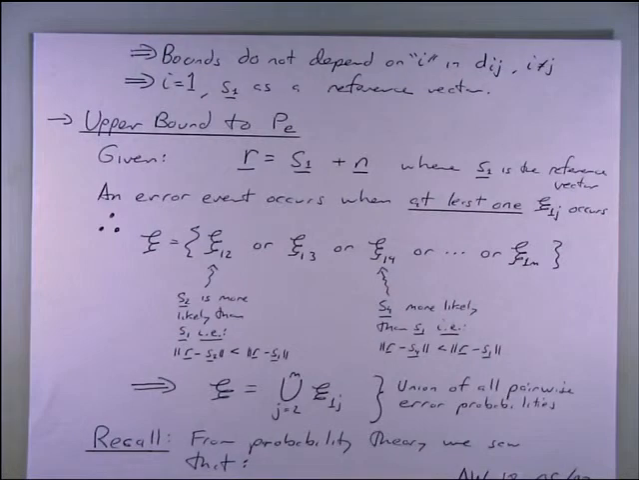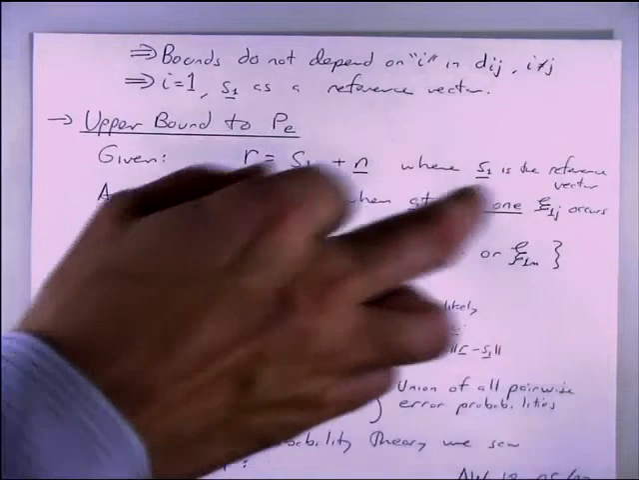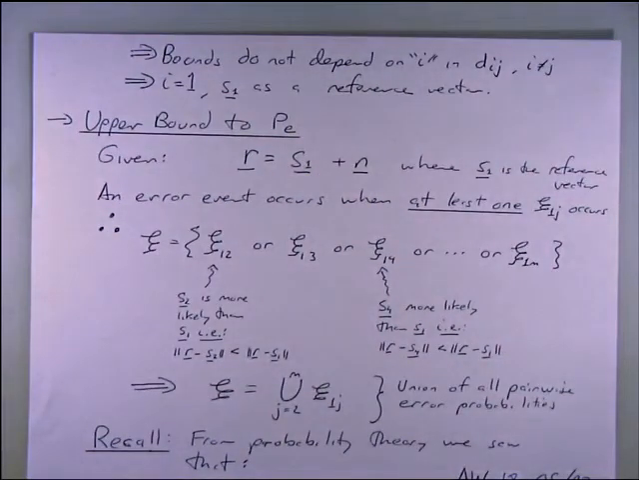One way of doing it is the following. Let's say you have your reference signal. Without loss of generality, let's choose S1. An error event occurs when at least one of these events occurs. What does that mean? All I care about is finding a scenario where at least one of these pairwise error probabilities is an error. In reality, there's a possibility that my noise displaces the transmitted S1 so far away from S1 that it actually maps closer to the 2, 3, 4, 5, 6 signal constellation points rather than S1. I don't care. All I care about is that I have an error when at least one says error, right?